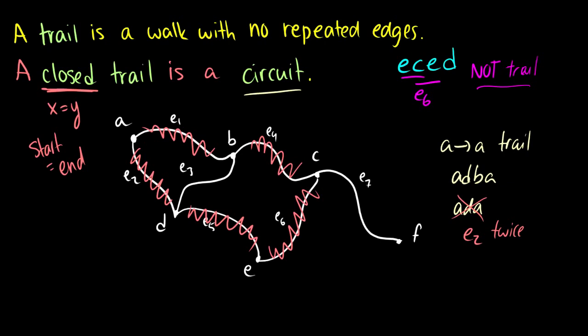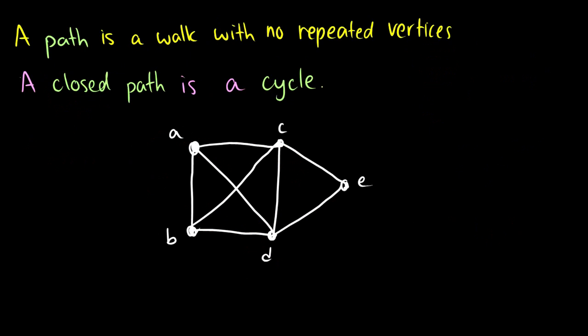So, no repeated edges. Not bad. What do you think's next? A path. A path is a walk with no repeated vertices. This is why when I use these words like trail, path, walk, I need to be careful with what I say, because they mean different things. And colloquially, in English, they pretty much mean the same thing when we talk about movement. So I need to be careful with this. So a path is a walk with no repeated vertices.